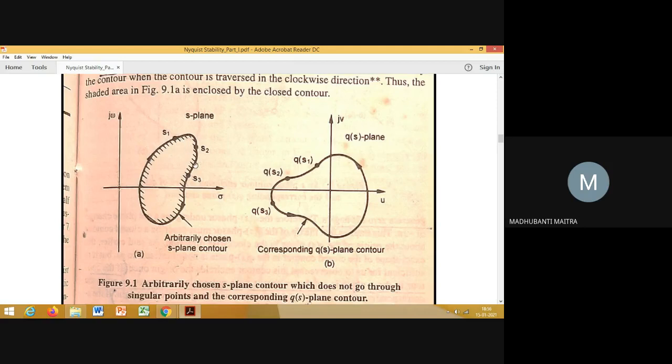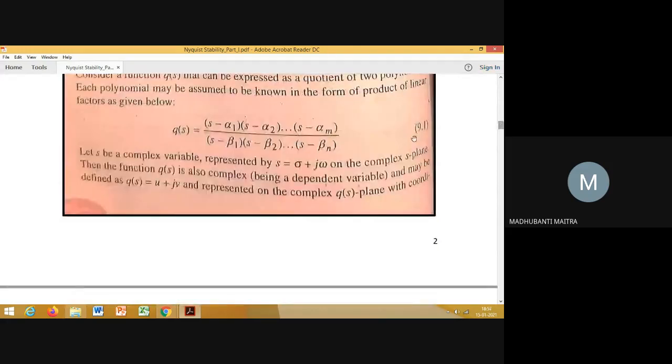Now we are taking a closed contour on the s plane, and we're assuming that, given a Q(s), the contour doesn't pass through any singular point of that Q(s). Again, I repeat, we are taking a closed contour on the s plane such that the contour doesn't pass through any singular point for a given Q(s). Q(s) has to be given; the expression for Q(s) has to be given.